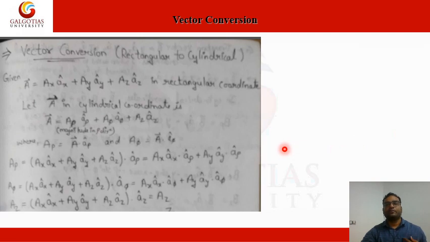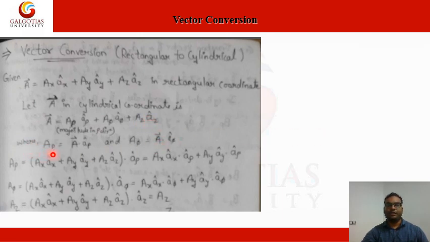So here we are moving to our next topic, vector conversion. Vector conversion, rectangular to cylindrical. If we are given a vector in the direction of x, y and z, which is in the form of rectangular coordinates, because x, y, z are the coordinates of rectangular. Let a vector in cylindrical coordinates be vector A equals A rho in the direction of a rho, plus A phi in the direction of a phi, plus A z in the direction of a z.